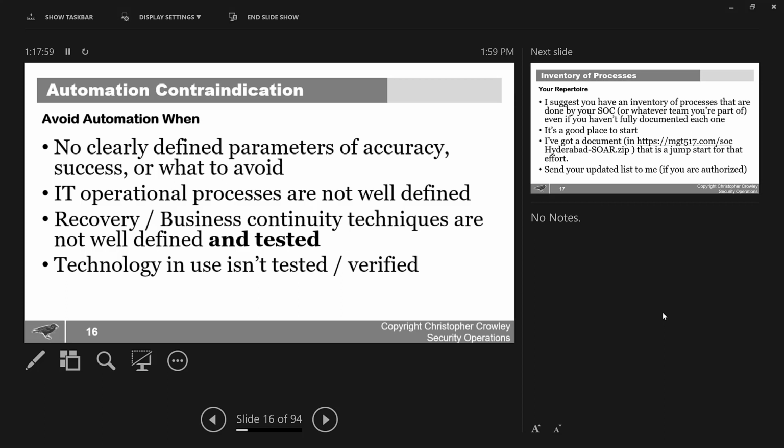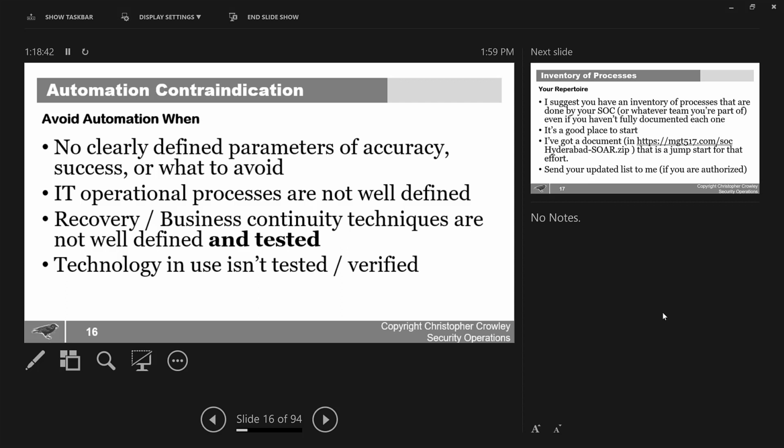So there are certain circumstances that I think are a kind of contraindication to automation. When I have no clearly defined parameters of accuracy or success, if I can't say this was done exactly right, then it's really hard for me to automate that. Okay? When I don't have my processes already established, I shouldn't be trying to automate those processes. Now, sometimes the opportunity for automation is the incentive to get those processes defined, if this is exactly how we're doing it, and then we can automate that.